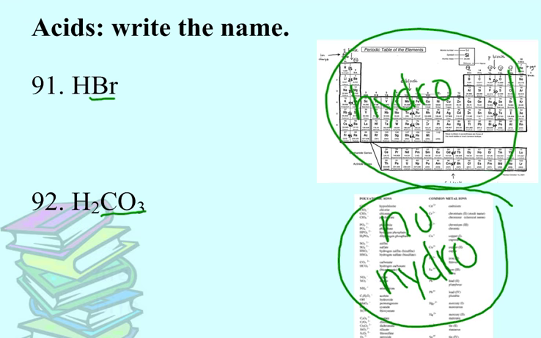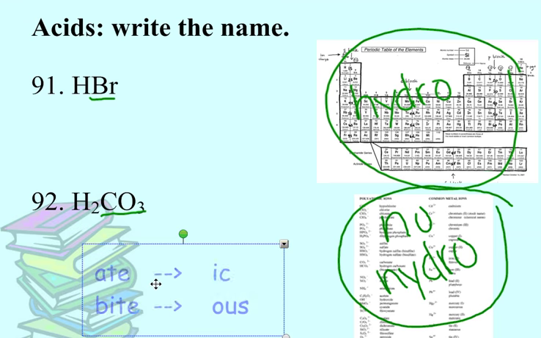And instead of using hydro for the polyatomics, you'll use a different rule. If the polyatomic ends in "ate", you'll change it to "ic", and if it ends in "ite", you'll change it to "us".